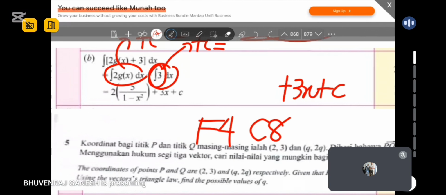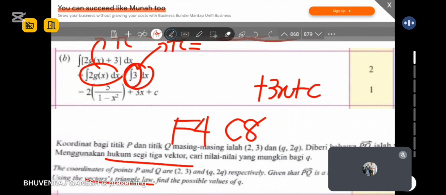Okay, guys, so they ask you to use the vectors triangle law. Hukum segitiga vektor. So don't be scared. Jangan takut. It's just asking you to draw the triangle only. Just lukis segitiga sahaja. So now, they ask you to find PQ, guys.